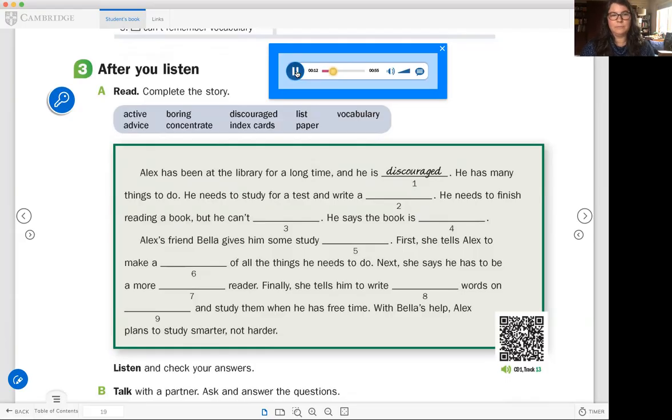He has many things to do. He needs to study for a test.